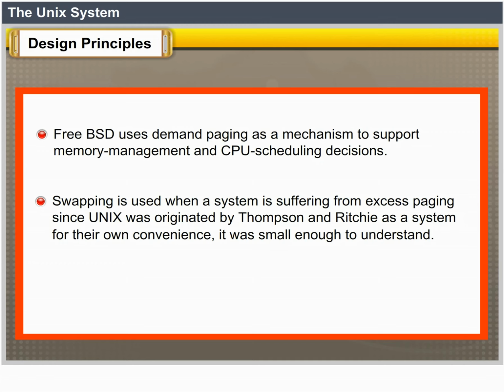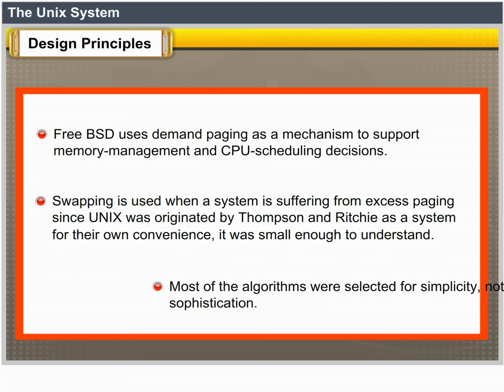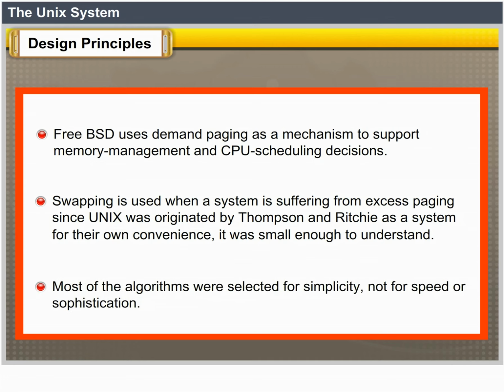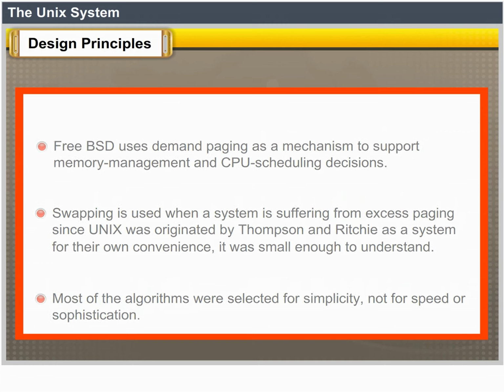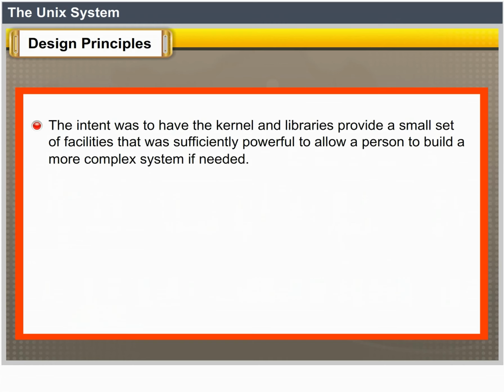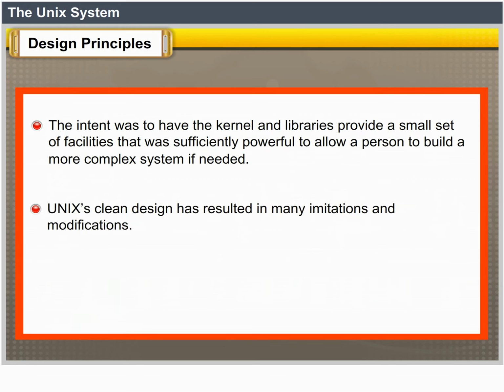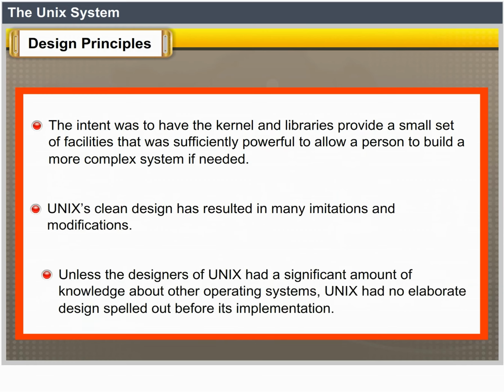Unix was originated by Thompson and Ritchie as a system for their own convenience. It was small enough to understand. Most of the algorithms were selected for simplicity, not for speed or sophistication. The intent was to have the kernel and libraries provide a small set of facilities that was sufficiently powerful to allow a person to build a more complex system if needed. Unix's clean design has resulted in many imitations and modifications.